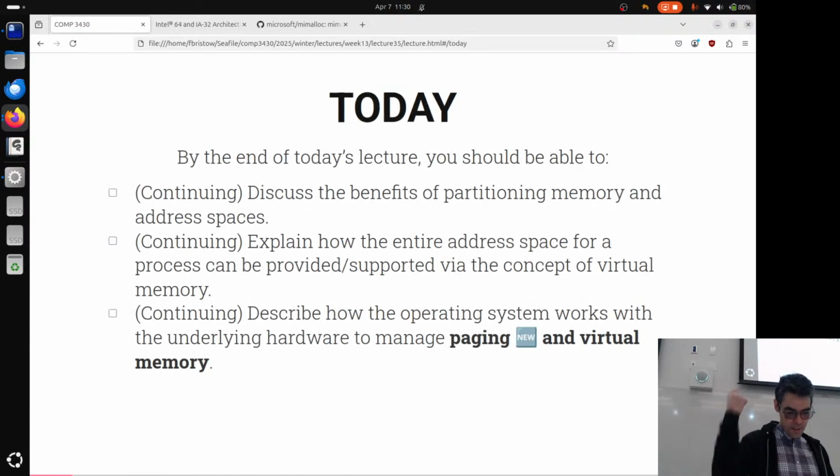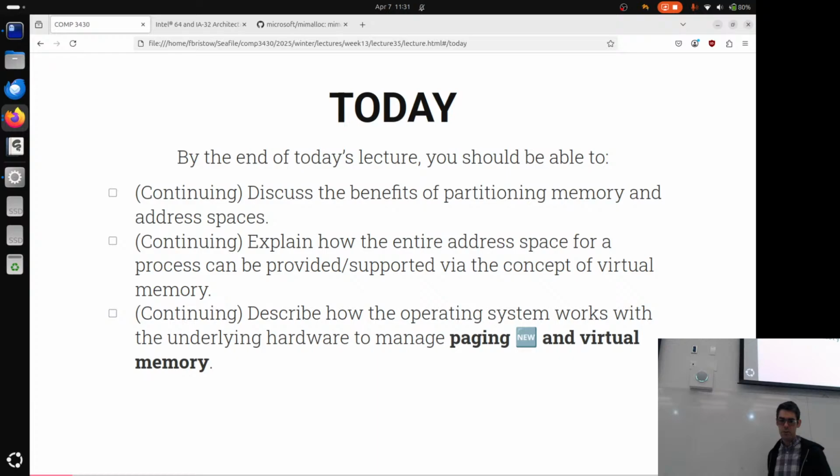Today, there's a bunch of stuff here that last week I mentioned spiritually continues to live in our learning outcomes for the week, and I'm going to put it here explicitly again. I want you to continue to be able to discuss the benefits of partitioning memory and address spaces. The last 2 weeks have been us looking at the introduction of virtual memory. We looked at base and bounds, and then we moved on to segmentation after we identified some problems with base and bounds. This week, we're going to take a look at another method for partitioning memory, which is paging, that tries to address some of the problems that we found with both base and bounds and with segmentation.